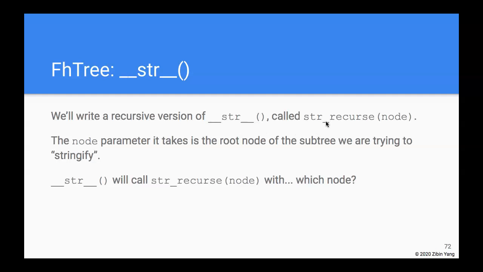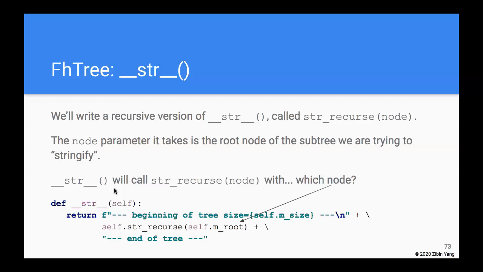We'll call it the string recurse method that takes a parameter, a node, which represents the root node of a subtree that we're trying to turn into a string, so that we can pass it a node of a smaller and smaller subtree in the recursive calls. Now that begs the question: if Dunder string is to call its recursive version, what node should Dunder string call it with?